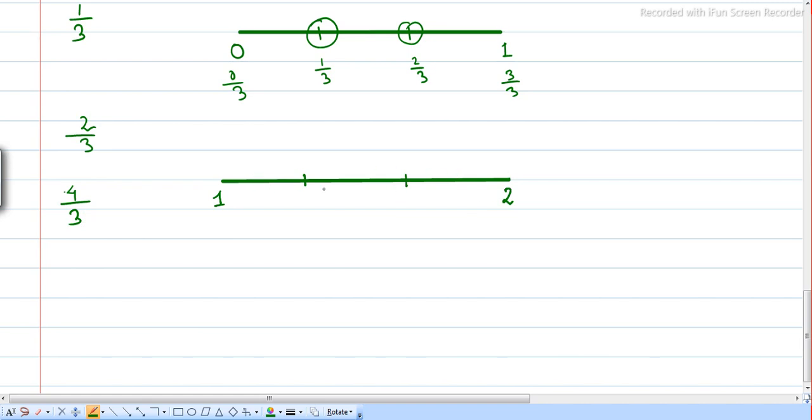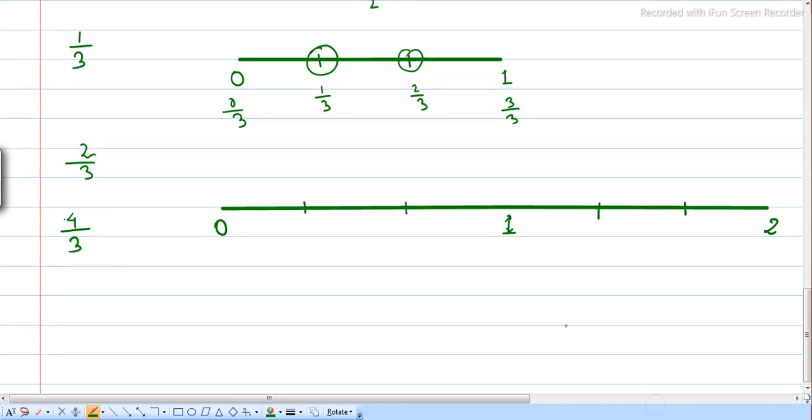So there are 3 parts. But you will not find this number lying on this line. Why? Because, okay, you see, here I have made from 0 to 2 because the number lies between 1 and 2. So I will show you from the starting. So 0, that means it is 0 by 3, next one is 1 by 3, next one is 2 by 3, this one is 3 by 3, and your 4 by 3 lies here. So 4 by 3 is lying here.